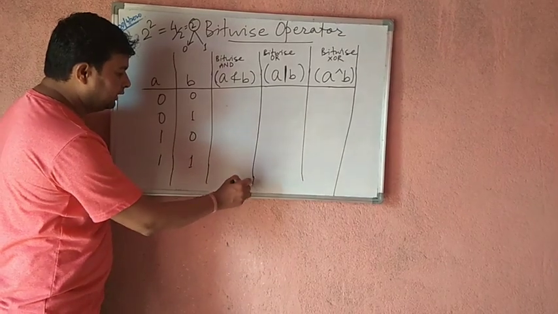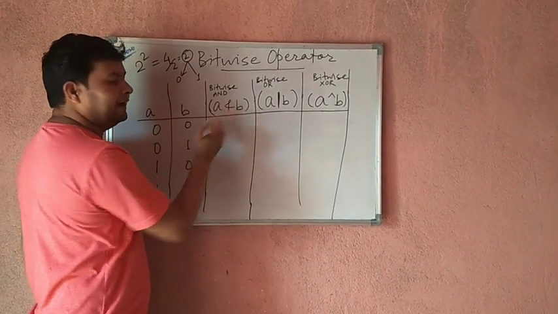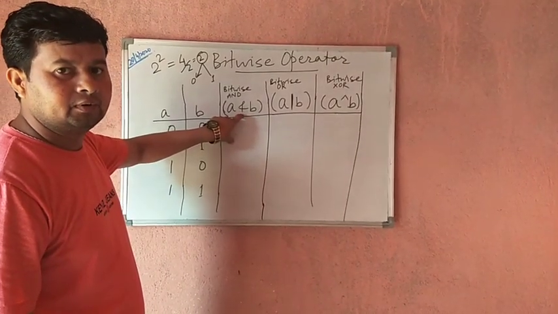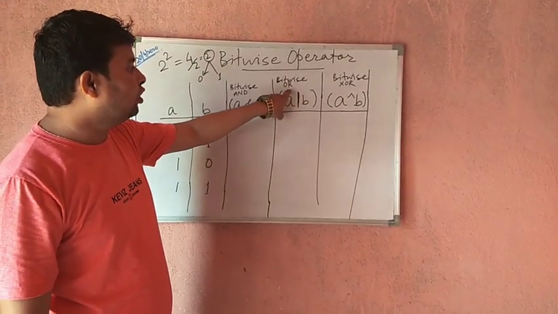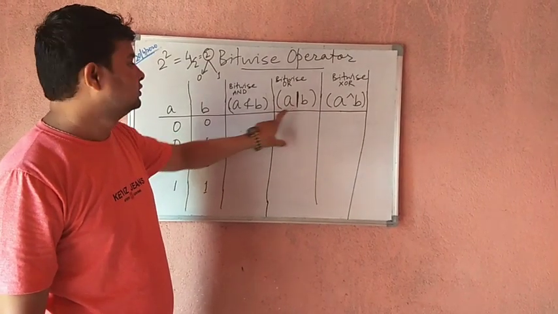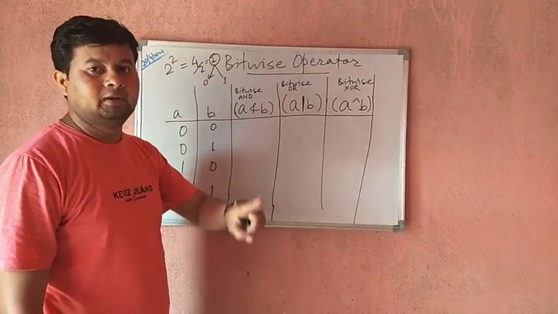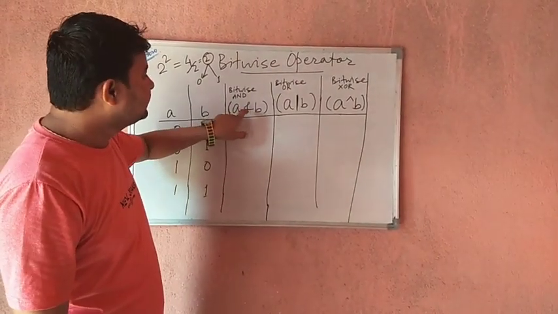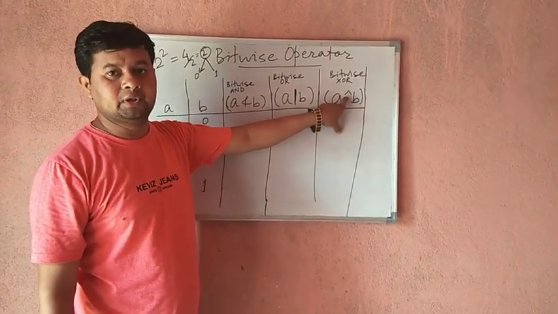Now let's see bitwise AND. You might have learned logical AND. In logical AND we had 2 AND symbols, but in bitwise AND only one AND symbol. Bitwise OR has only one OR symbol, while in logical OR we had 2. Remember, these single symbols indicate they work at bit level. We will see one example of how it works at bit level. So this is bitwise AND, this is bitwise OR, and this is the bitwise XOR symbol.